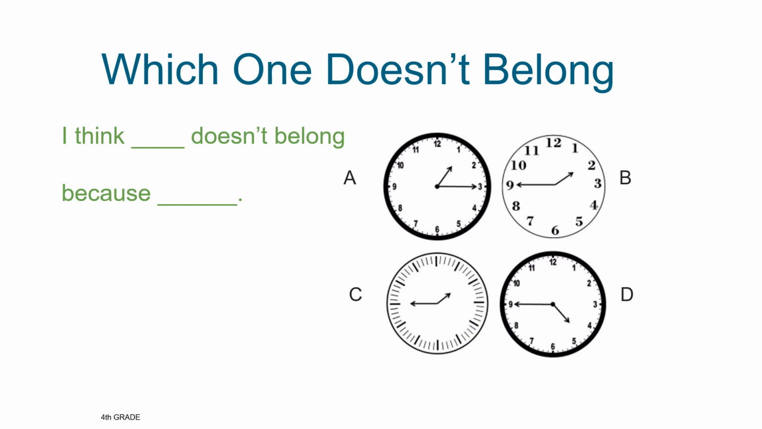The time on clock A is 1:15. Clock B is 1:45. Clock C is 1:45. Clock D shows 4:45. Now that we know the time on each clock, can you think of another clock that doesn't belong?